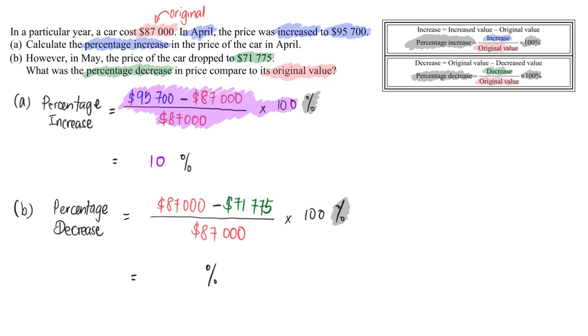When I key into my calculator though, I will be keying in this as a fraction with the numerator as the decrease, which is $87,000 minus 71,775, over 87,000, multiplied by 100, and that will give me 17.5%.